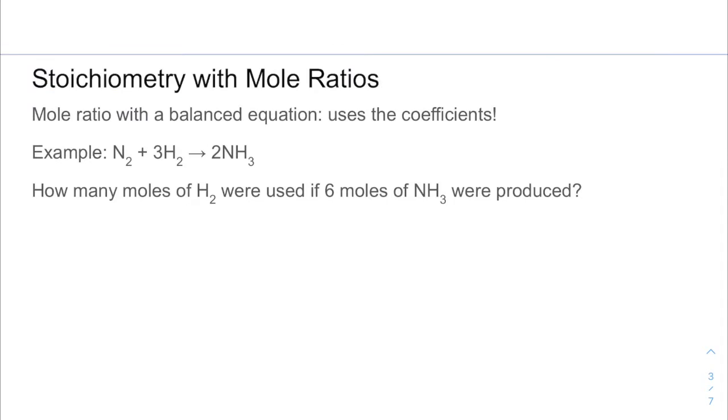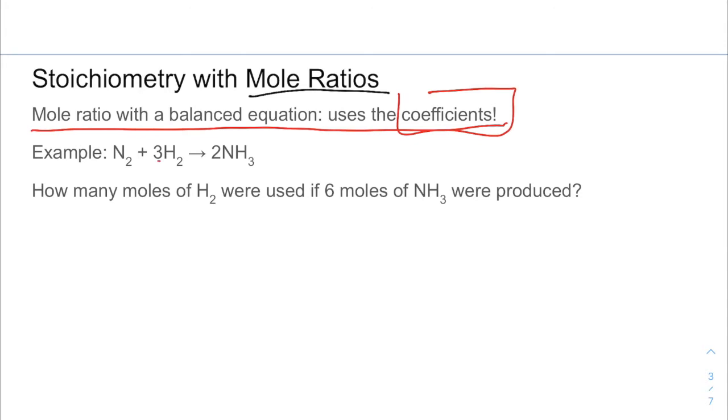First we're going to do mole ratios, which are kind of familiar. But the difference is that when we do a mole ratio with stoichiometry and a balanced equation, we're going to use the coefficients. We're going to use these numbers, and there's an invisible one here, instead of these numbers. Our question here is, how many moles of H2 were used if 6 moles of NH3 were produced? H2 was one of our reactants and NH3 was one of our products. This reaction produced 6 moles of NH3, and we want to know how many moles of H2 were used up in the chemical reaction.